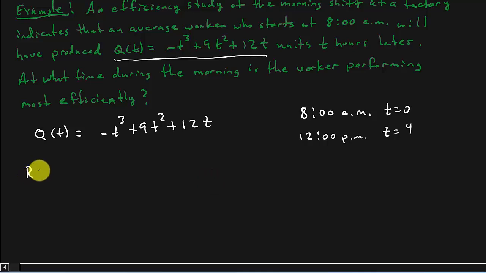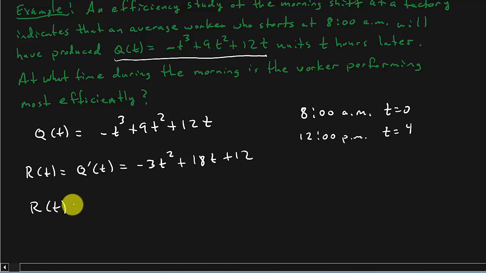All right. So I've got r of t is equal to the derivative of q of t. I just copied the problem down wrong. Everybody makes mistakes. So it's negative 3t squared plus 18t plus 12. So this is the rate. Let's write that down. That's his rate, or the average worker's rate.